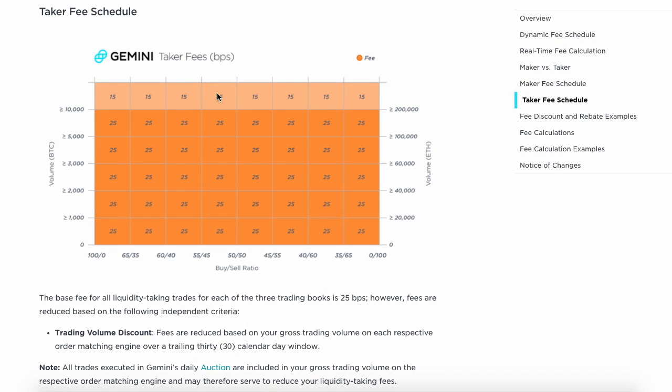But if you do, you probably wouldn't be using taker. You probably wouldn't be using market orders. You'd probably be using limit orders anyway.